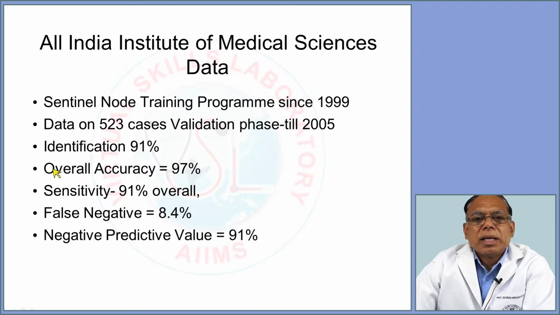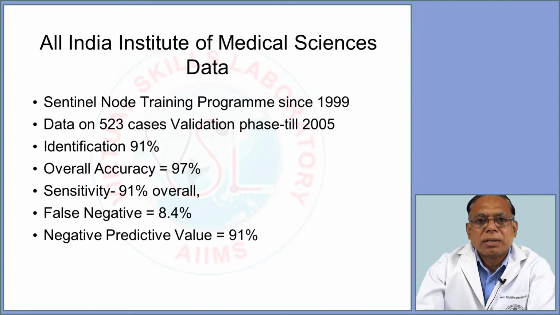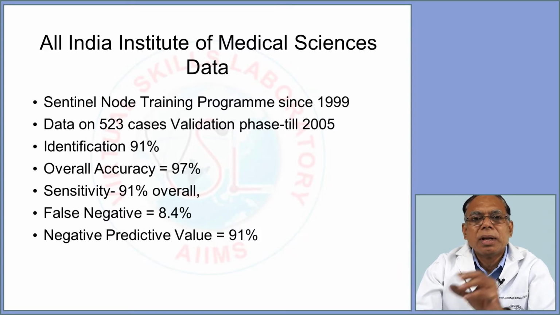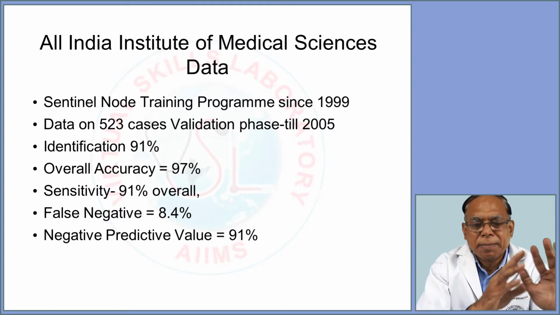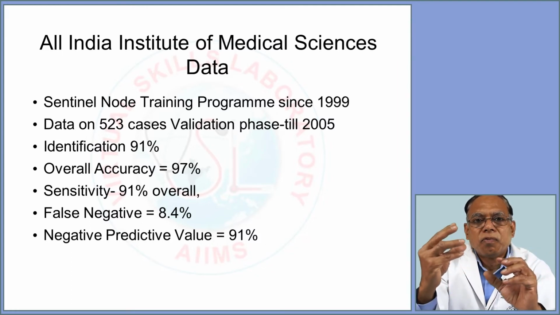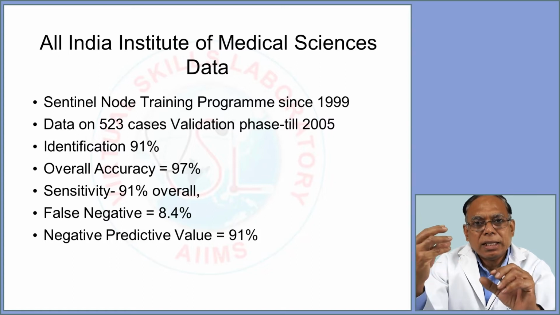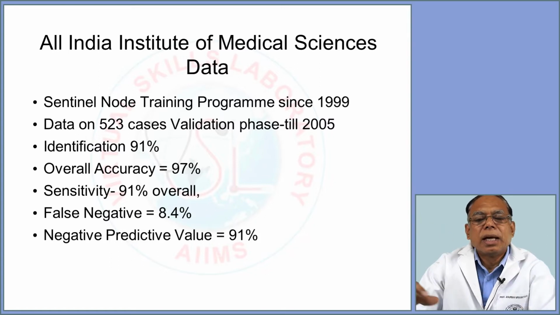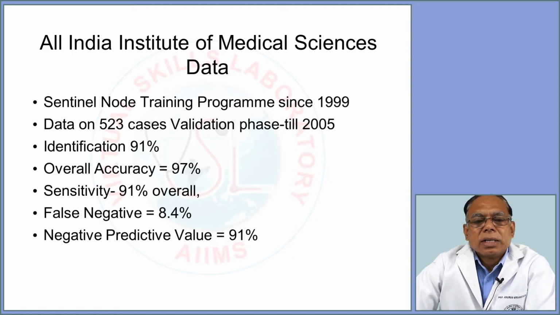The validation means that you perform the sentinel node biopsy and then follow with the removal of the rest of the axillary nodes and then send two separate samples, the sentinel node as one sample in one specimen bottle, and the rest of the axillary nodes separately as a separate specimen, and then you evaluate how many times you found the cancer cells in the sentinel nodes and in the rest of the axilla. And this is how you calculate the diagnostic indices for sentinel node mapping in the form of identification, the sensitivity and the false negative rate.